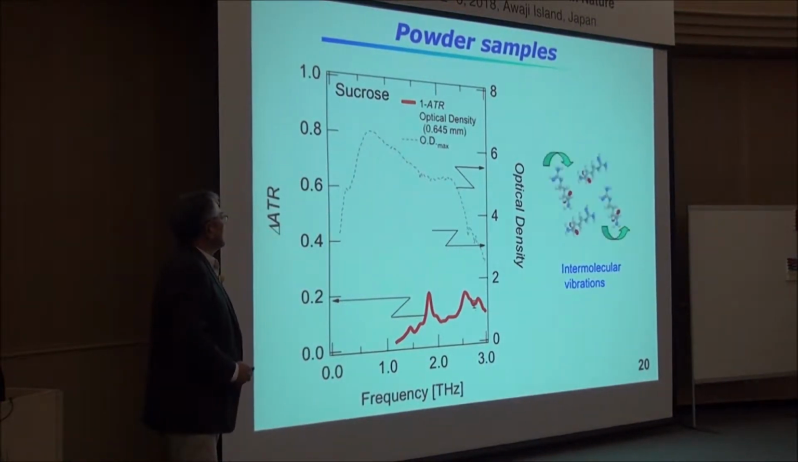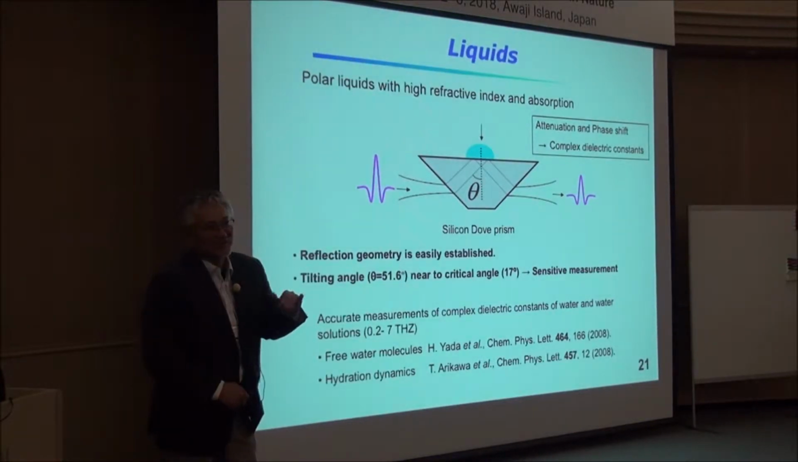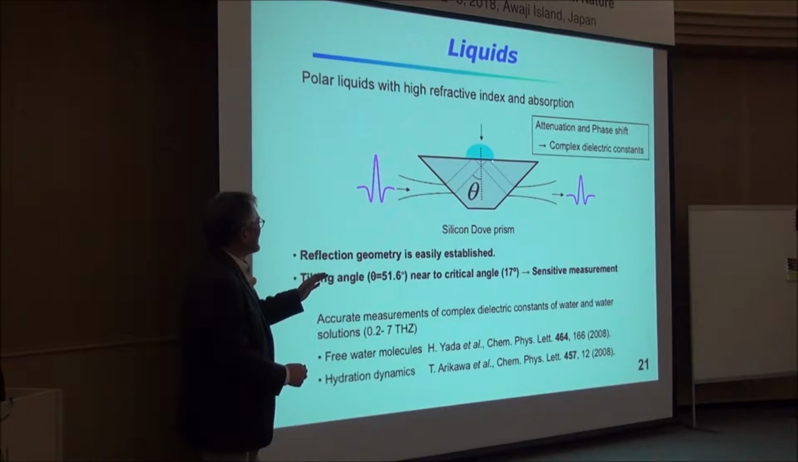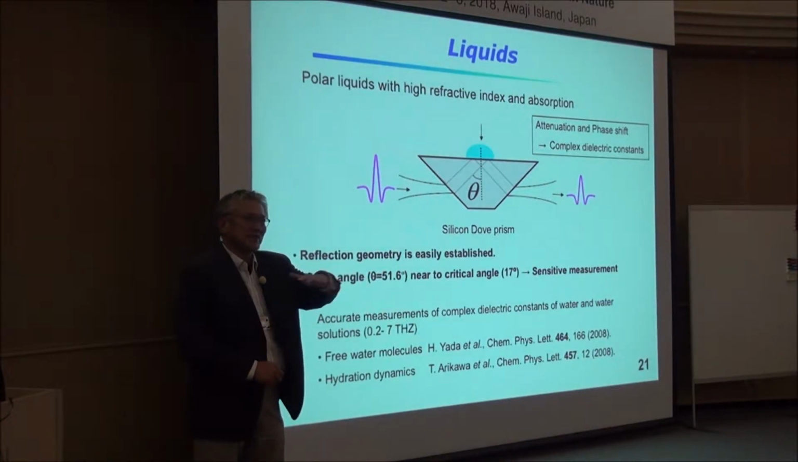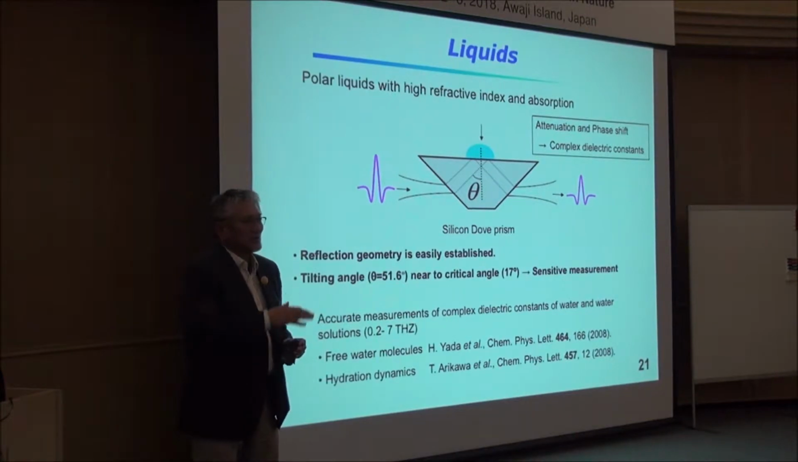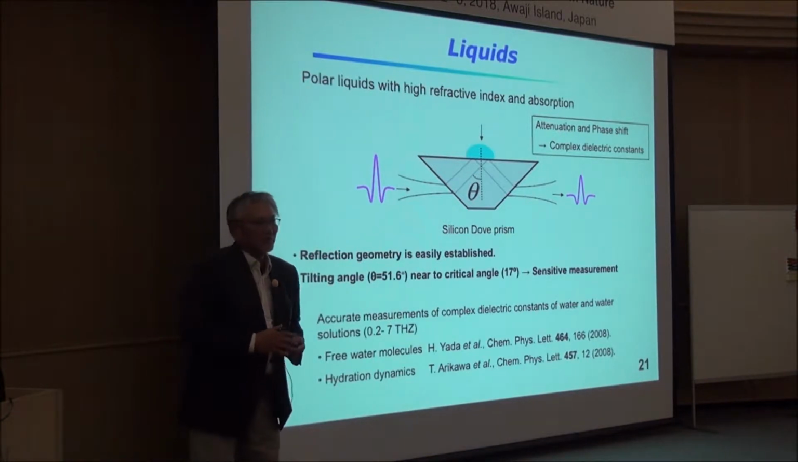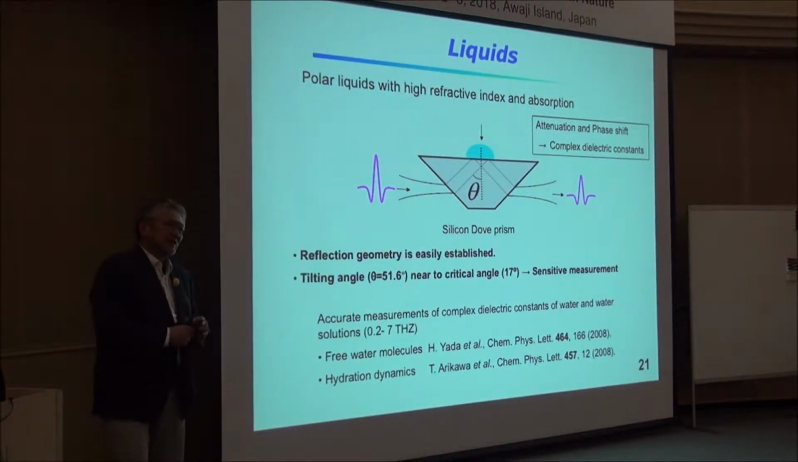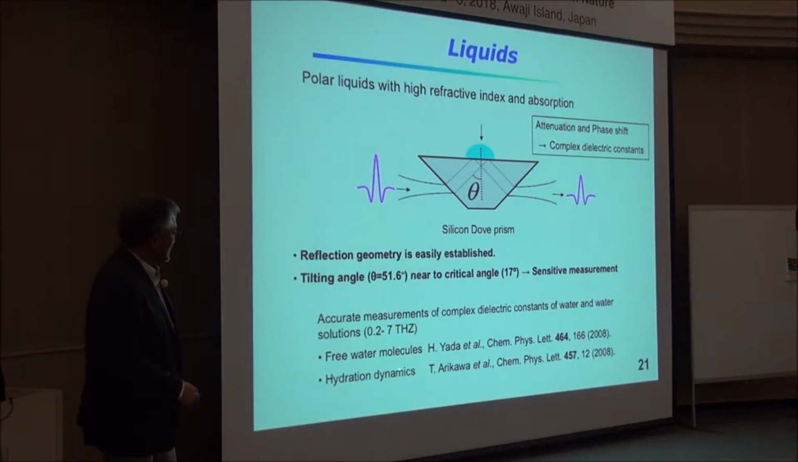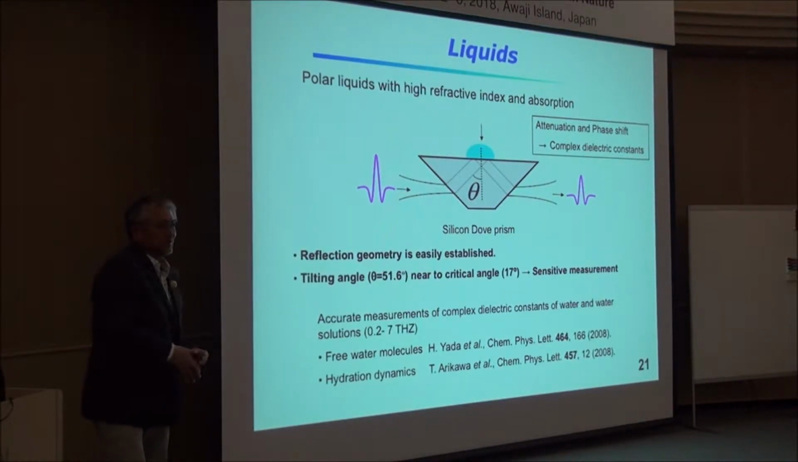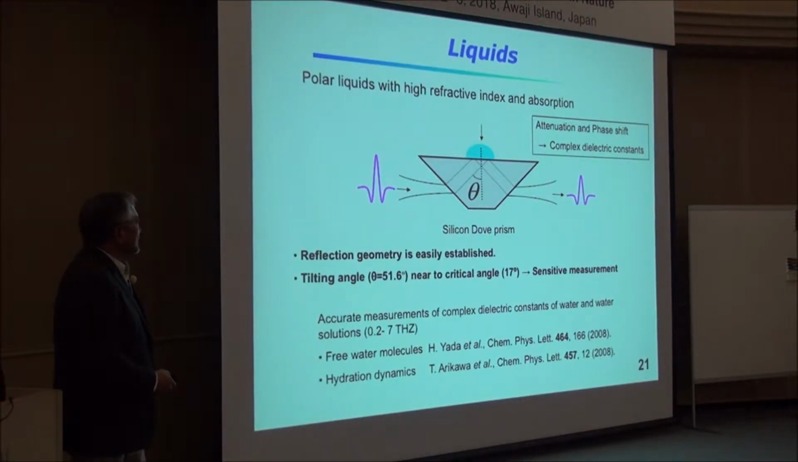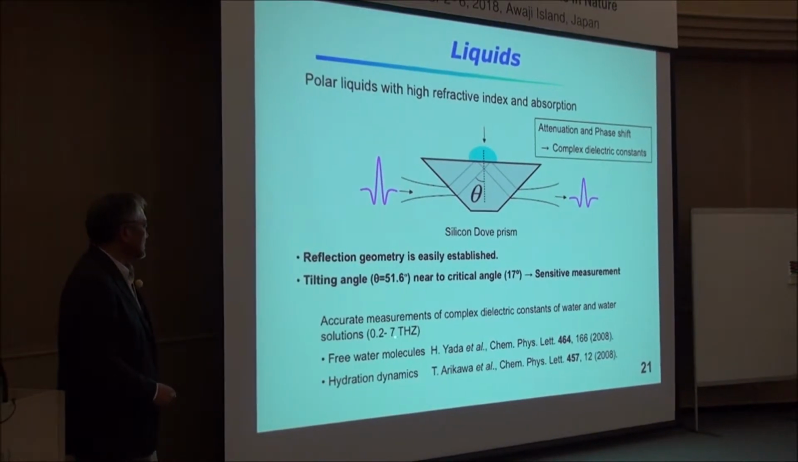And of course, something similar happens for liquids. You place the liquid on top of the prism surface, and you can measure the spectrum of any liquid. Today, I'd like to show you only the water case, but any alcohol and many liquids you can measure. For details, please look at these papers I showed in the abstract. Today our system covers the frequency range from 0.22 to 7 terahertz.